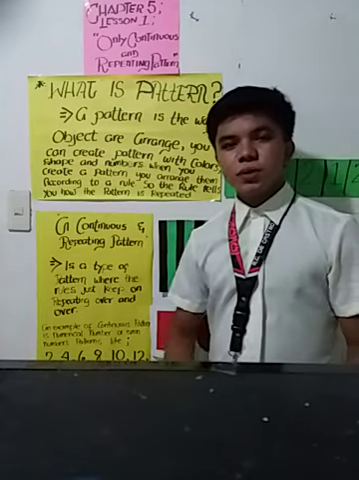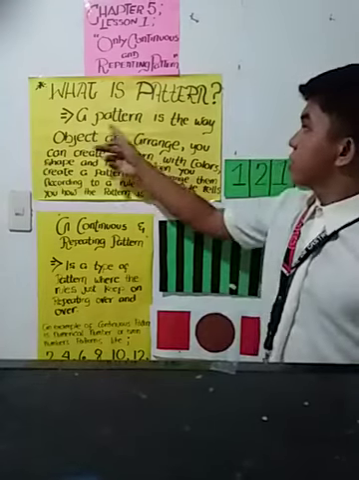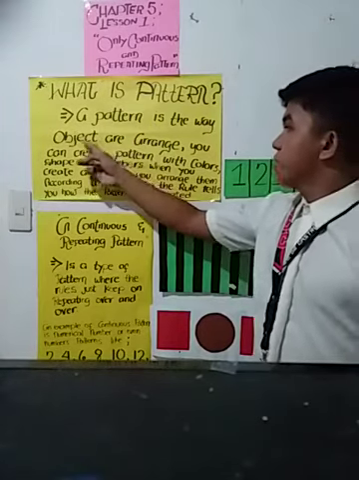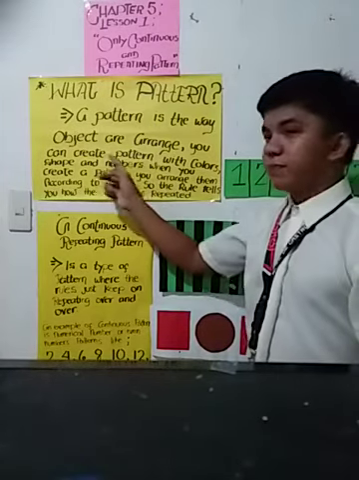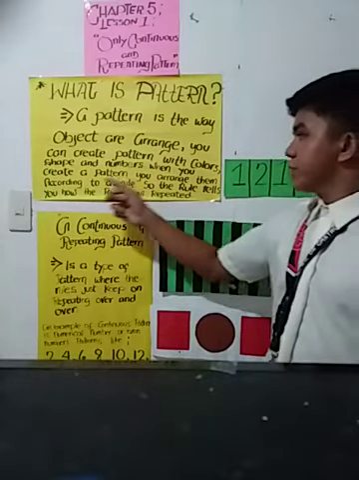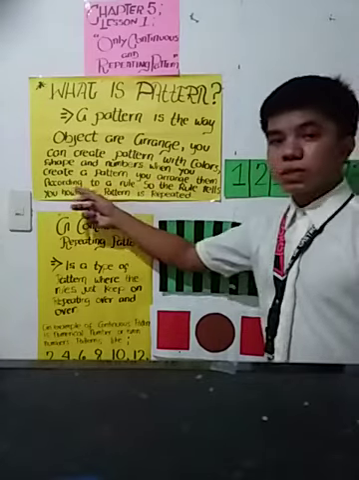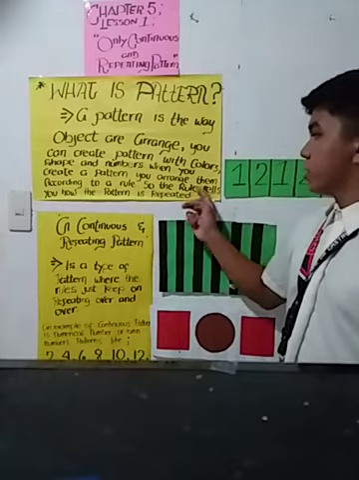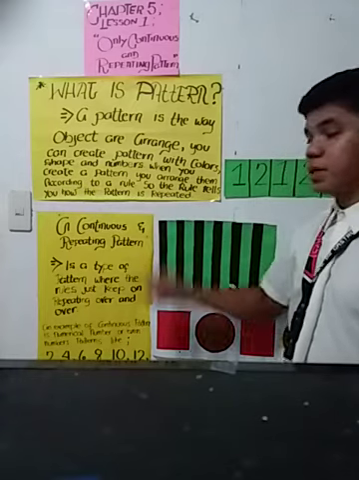That's right. When we say pattern, a pattern is the way objects are arranged. You can create patterns with colors, shapes, and numbers. When you create a pattern, you arrange them according to a rule. The rule tells you how the pattern is repeated.